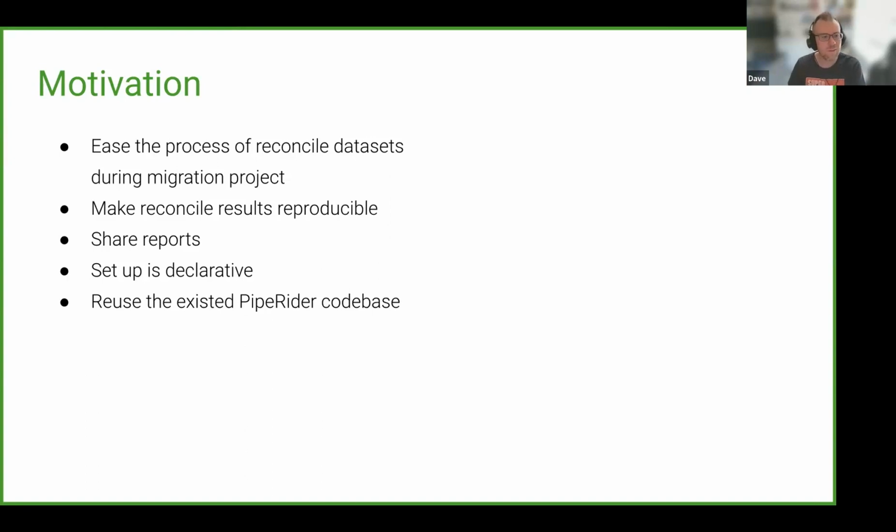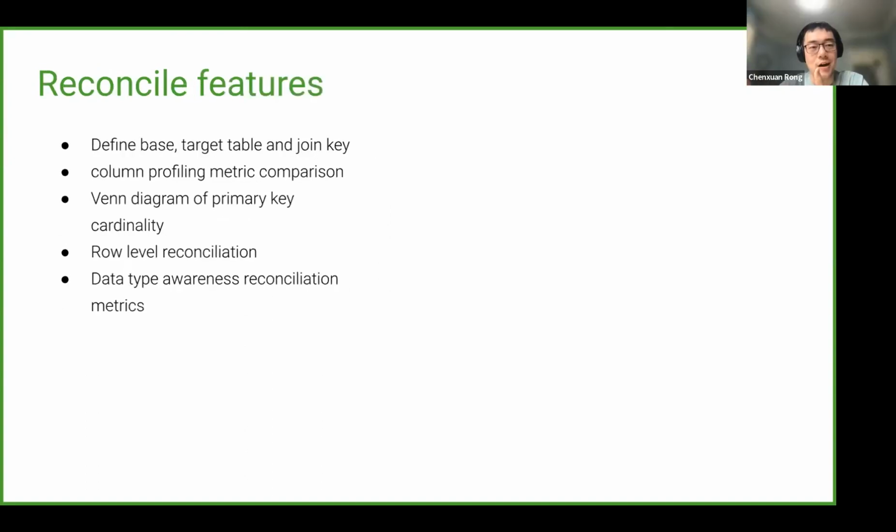Mm-hmm. All right. So that comes down to the features that I'd like to have. The first is that it's easy to define a base and target table and the join key. As Theo mentioned, it's a row-level comparison tool. During that reconcile, they require more than just column profiling results. They need a very detailed comparison to see how the data set performs.